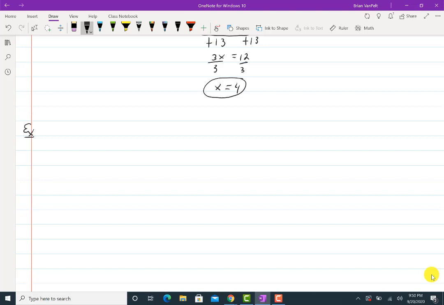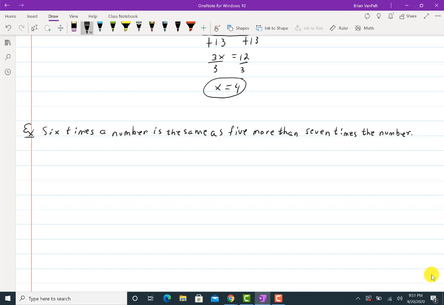We have 6 times a number is the same as 5 more than 7 times the number. I wrote small so I could fit the whole thing in there.